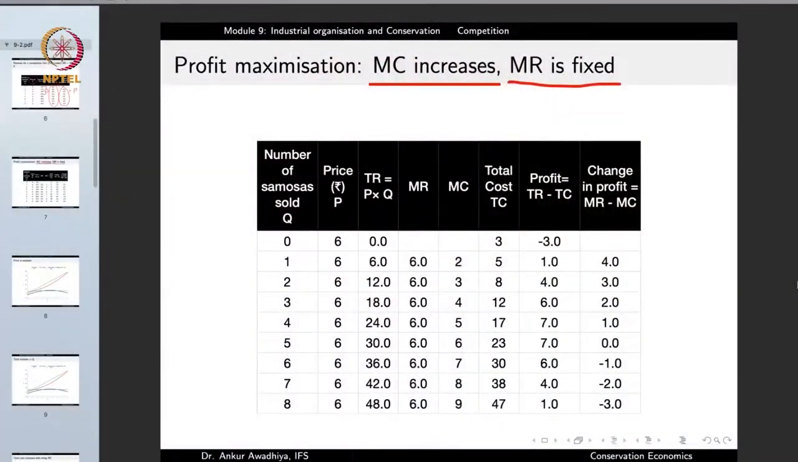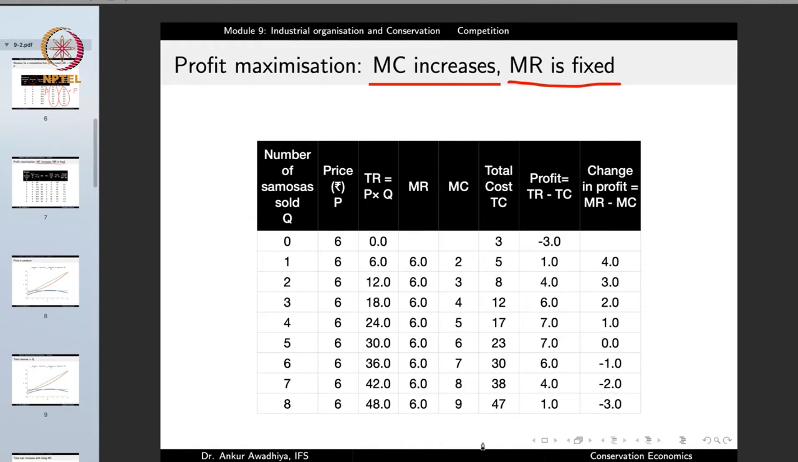Now, in such a scenario, here we are observing that in this column we have the number of samosas that are sold, this is the price, this is the total revenue, and the marginal revenue is 6 in each case. But the marginal cost increases. So, let us say that the marginal cost increases like this: 2, 3, 4, 5, 6, 7, 8, 9. So this is the marginal cost.